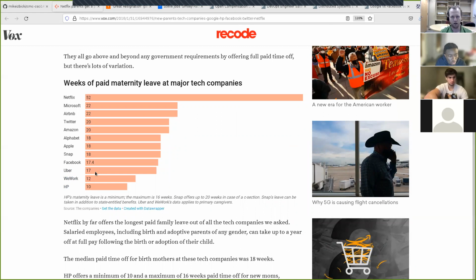And that's very uncommon in the US. Most industries offer 0 paid leave. It's not required at all in the US. But the tech jobs are so competitive right now that they're offering all of these really good benefits.